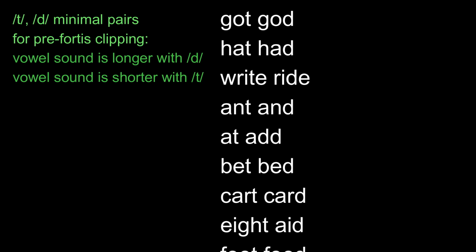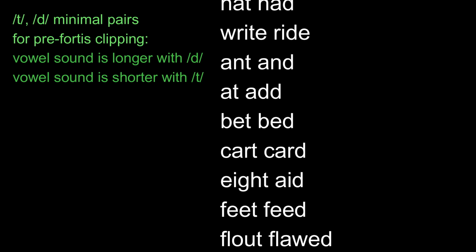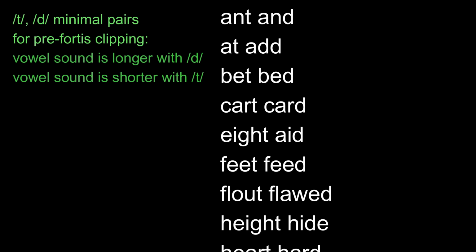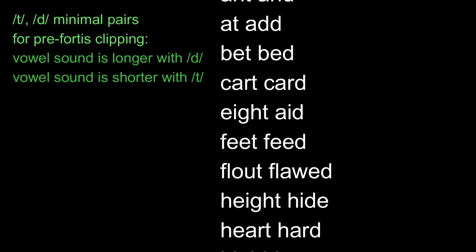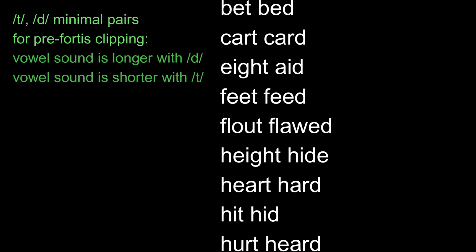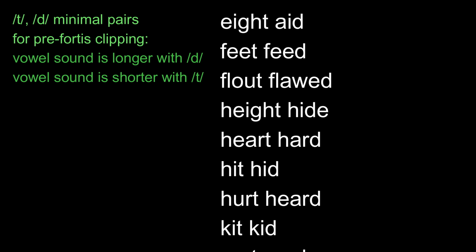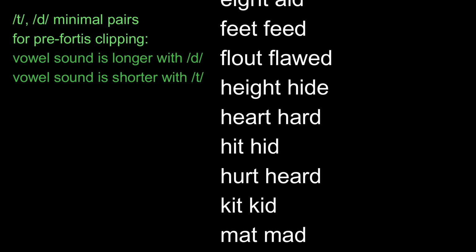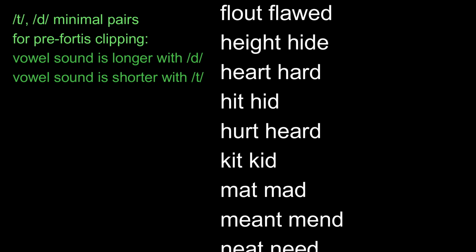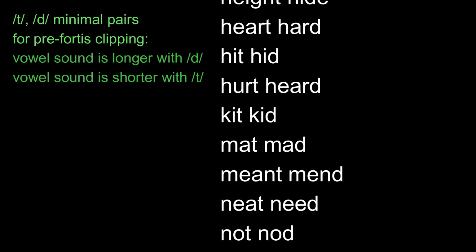Ate, aid. Feet, feed. Height, hide. Heart, hard. Hit, hid. Hurt, heard. Kit, kid. Mat, mad. Meant, mend. Neat, need. Not, nod. Pat, pad.